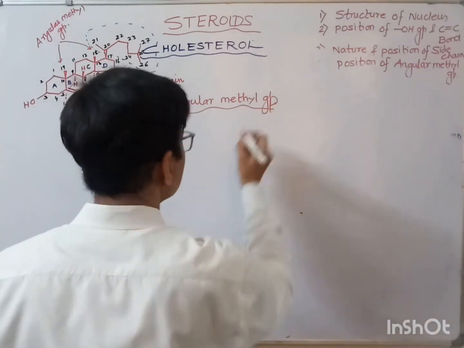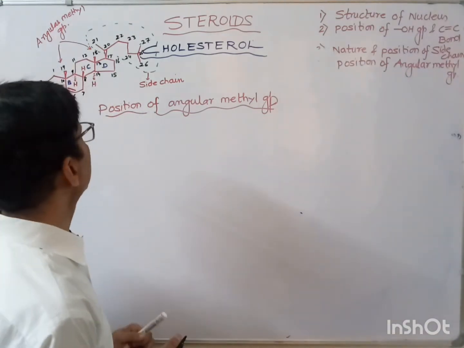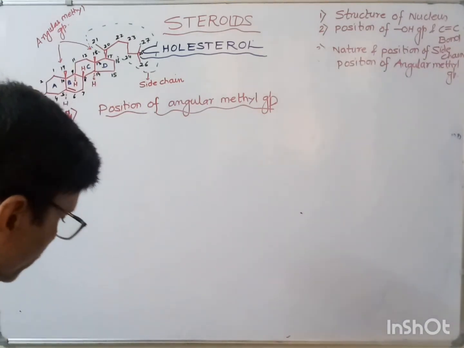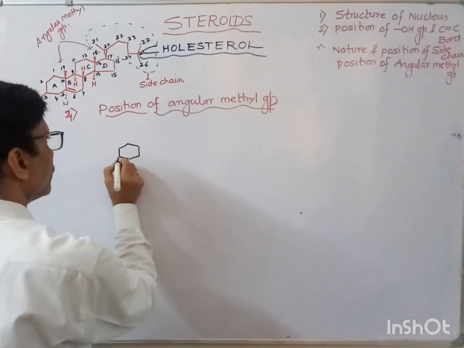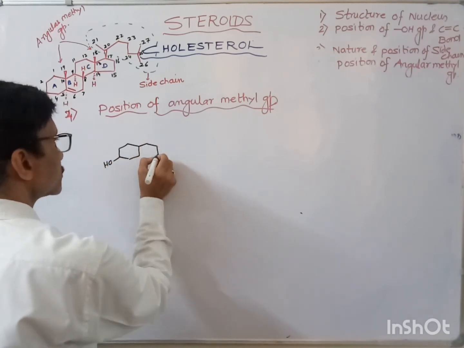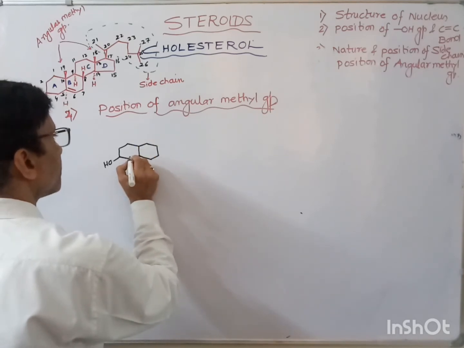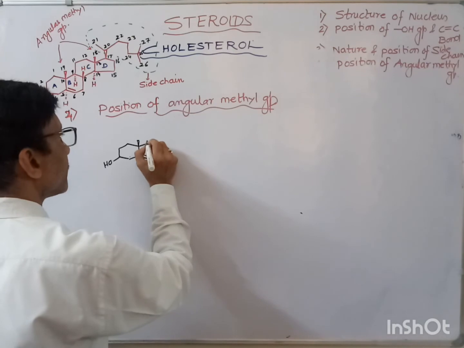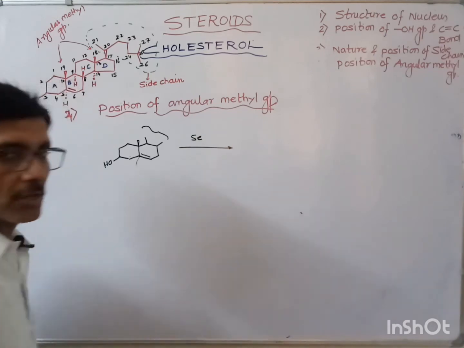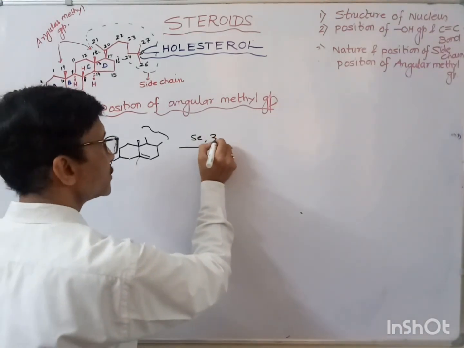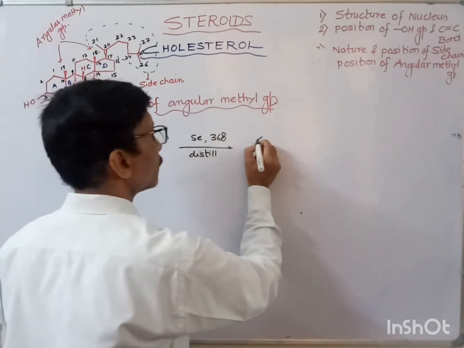Now, the position of the angular methyl groups: at the 18th and 19th positions, two angular methyl groups are present. For this, first of all, when cholesterol was treated with selenium at 360 degrees Celsius and distilled, what was obtained?